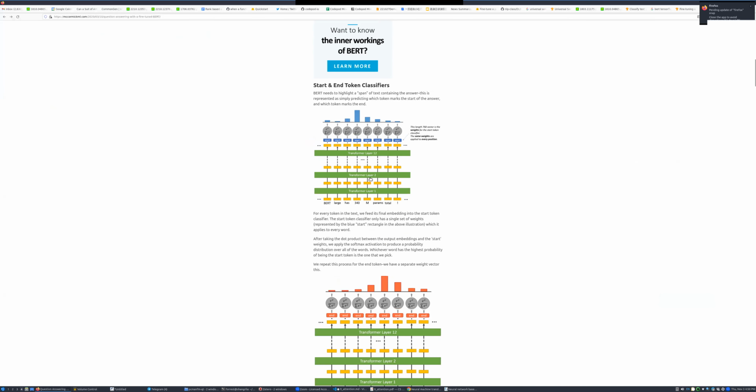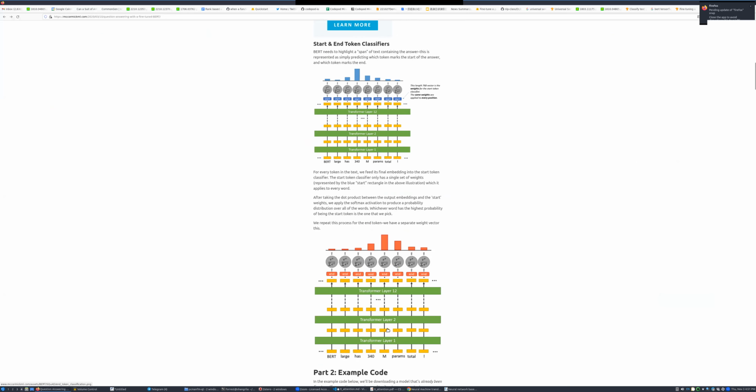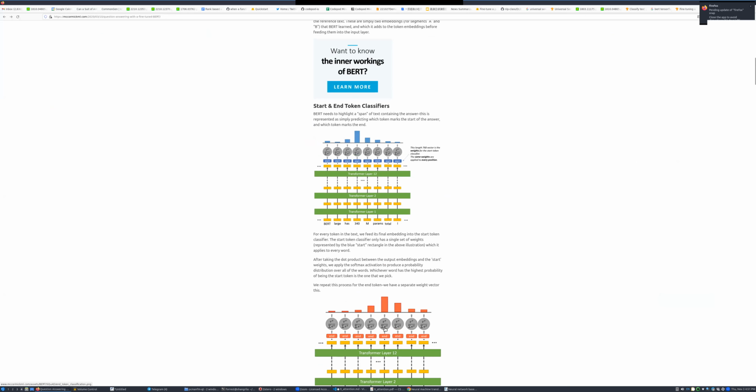So you can see I train two neural networks. One predicts the beginning of my answer, the other predicts the end of my answer. For example, here is the question. You have a reference text and you have a question. The question is, how many parameters does BERT large have? And here is the passage.